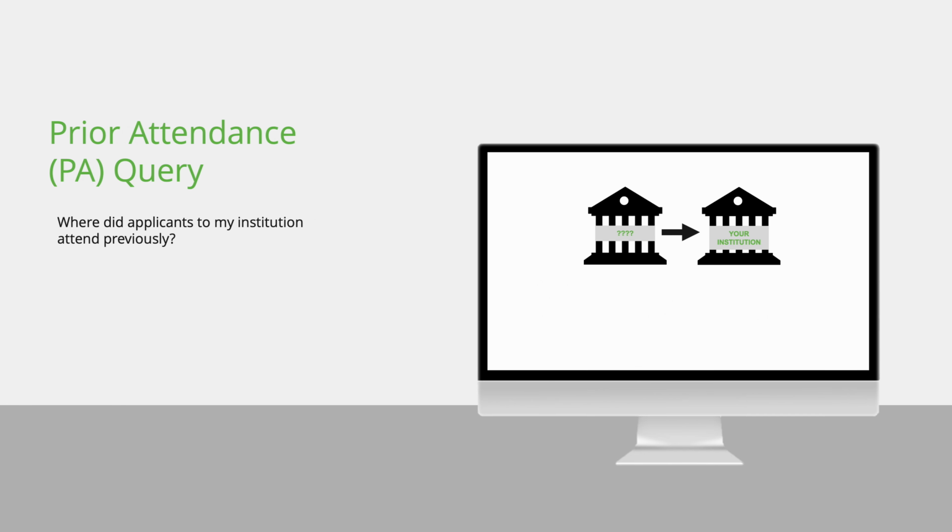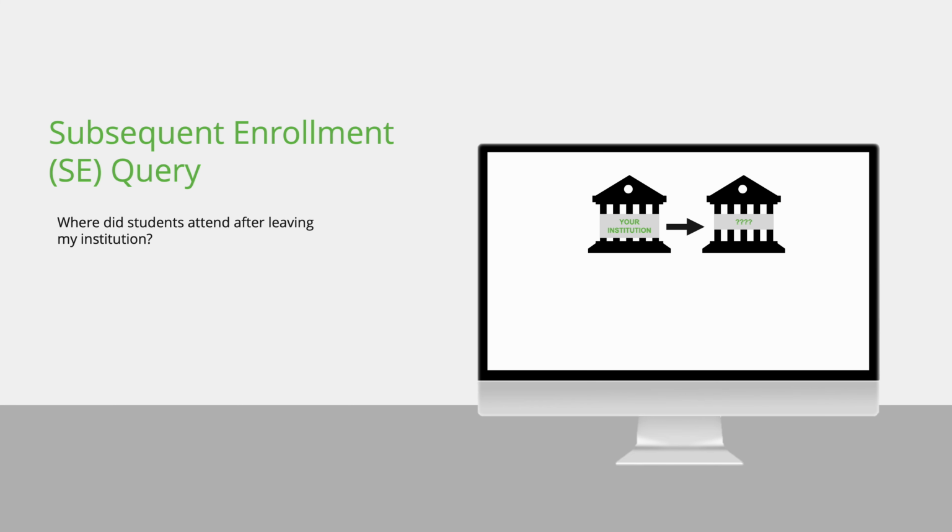For the prior attendance, that also is going to be the start date of the term that they would have begun at your institution, and that again is looking backwards. And then finally, for subsequent enrollment, when you're determining the search date, it's very much dependent upon what kind of information you're trying to get.